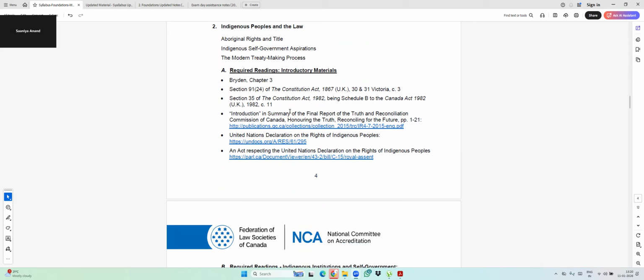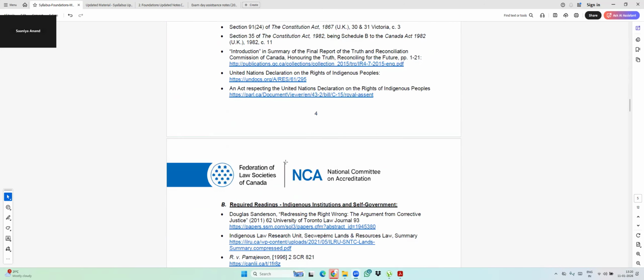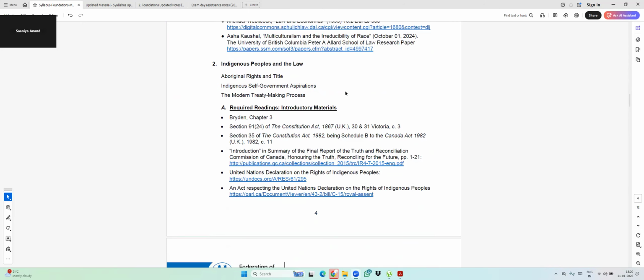The second chapter has multiple parts in it: A, B, C, D, E. I think five parts are there. From each part, there may be an individual question. I think this is the only chapter where from each section there could be a separate question, and there could be more than one question from chapter two, because there is a lot to cover.